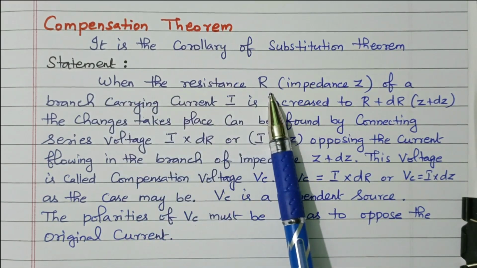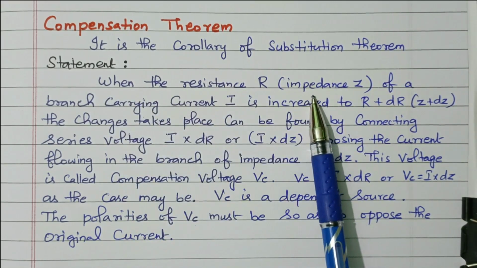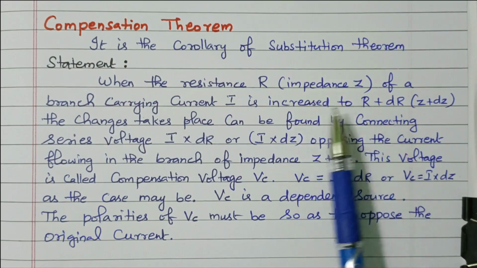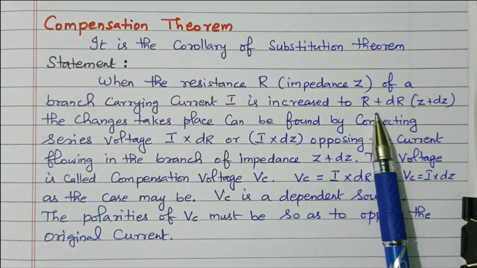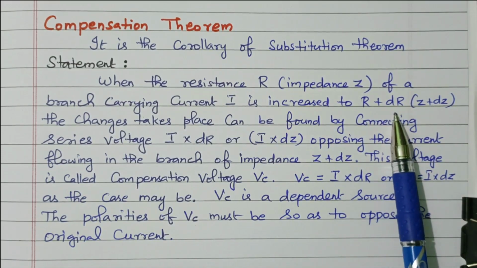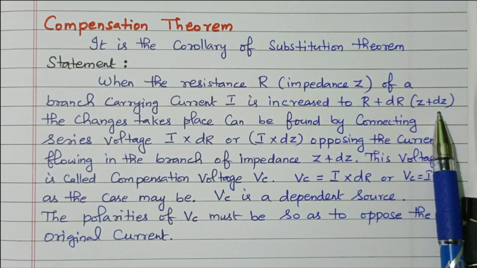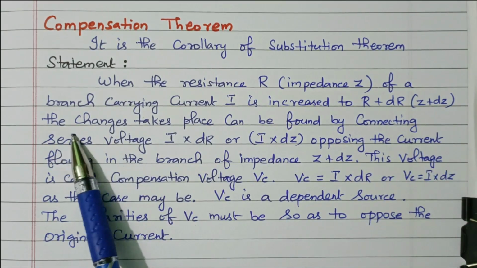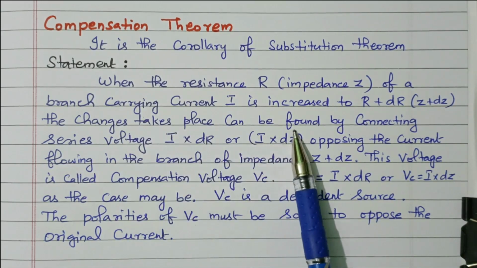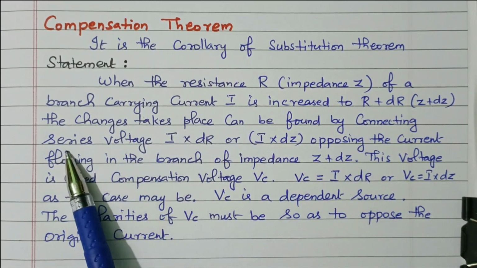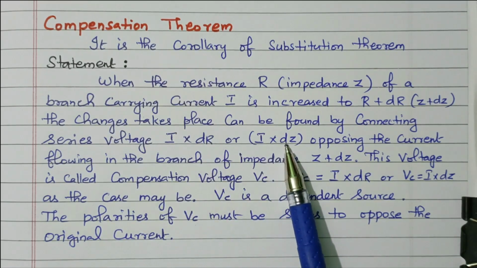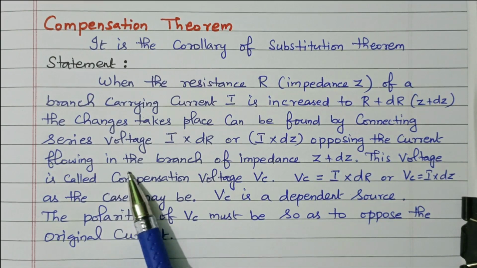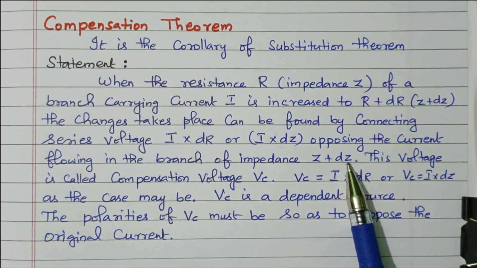When the resistance R, or impedance in case of an AC network, of a branch carrying current is increased to R plus dr, where dr is the change in resistance, otherwise Z plus dz, where dz is the change in impedance, the changes that take place can be found by connecting a series voltage I into dr or I into dz, opposing the current flowing in the branch Z plus dz.